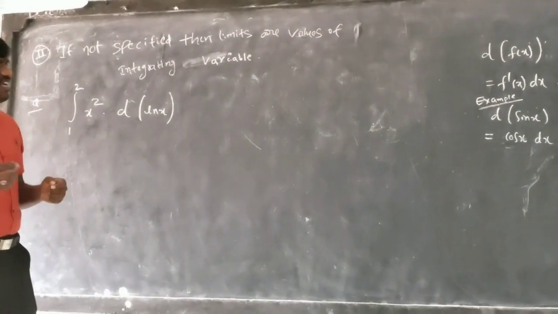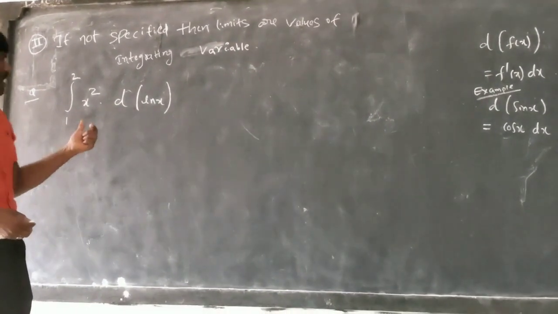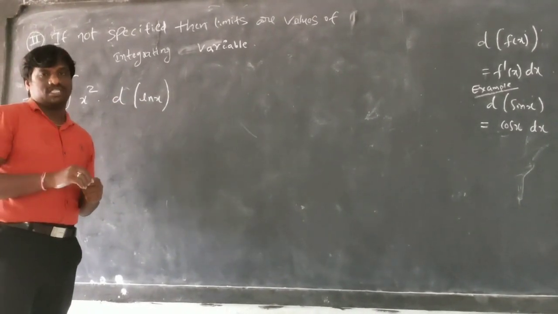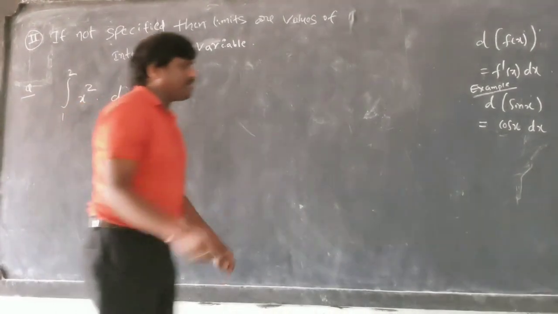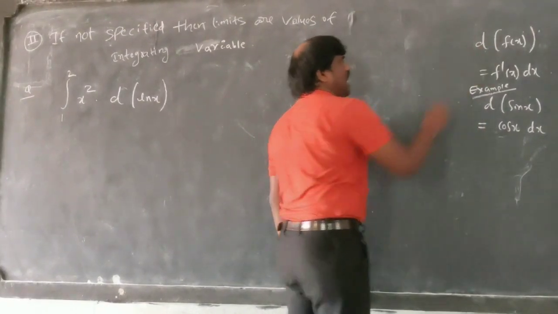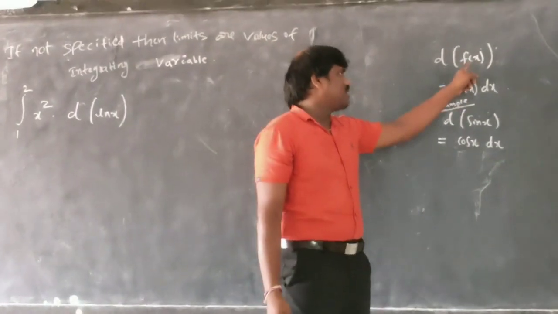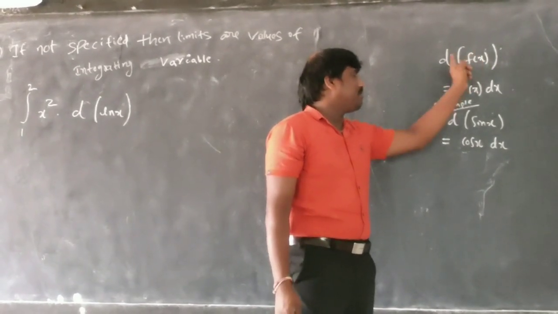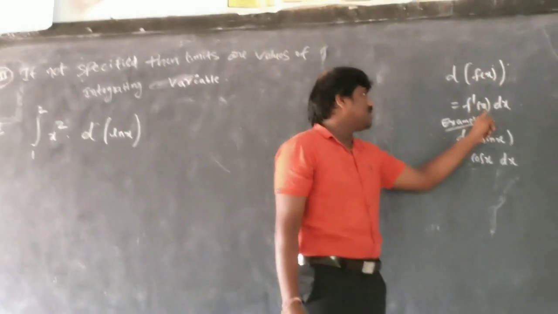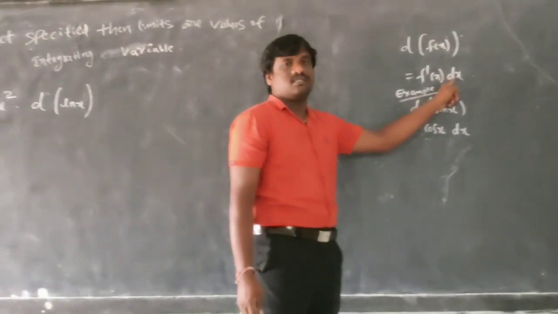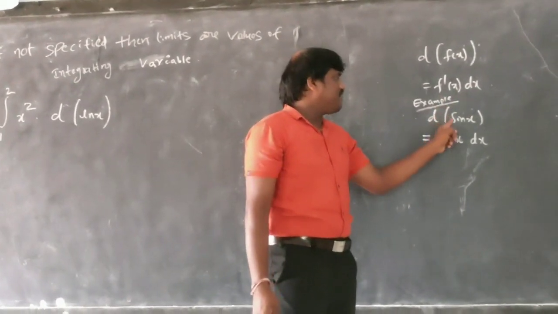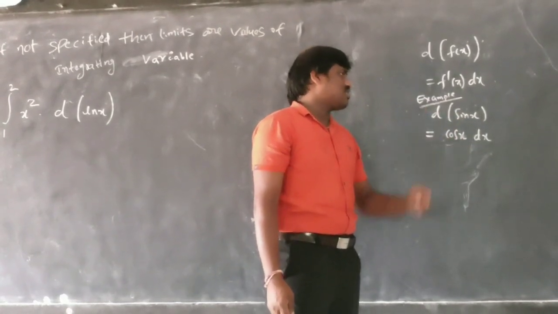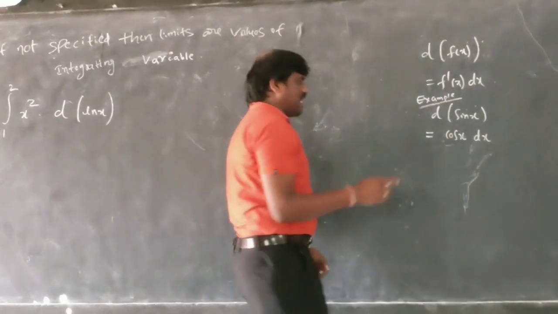Even in indefinite integration also, I want to give an example. I missed out to explain whenever you have like this, how to do integration. For example, when you have d of f of x, we write this f dash. This can be expressed as f dash of x dx. Like this we write. Suppose d of sin x is there, means we write as cos x dx.